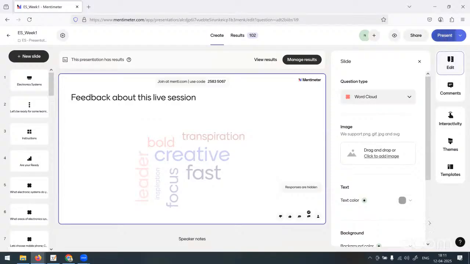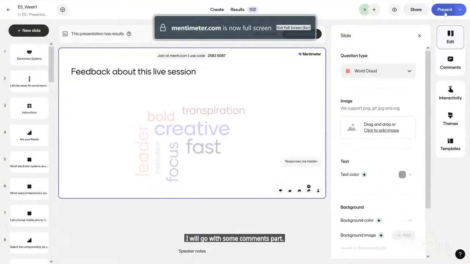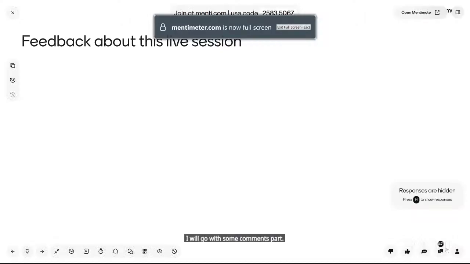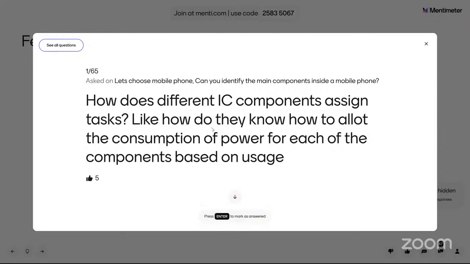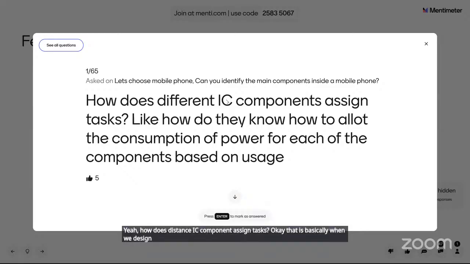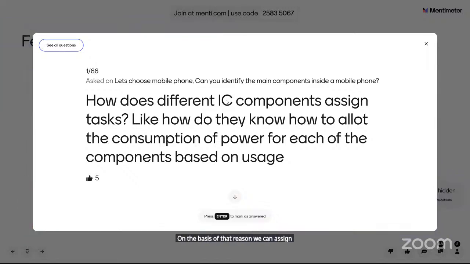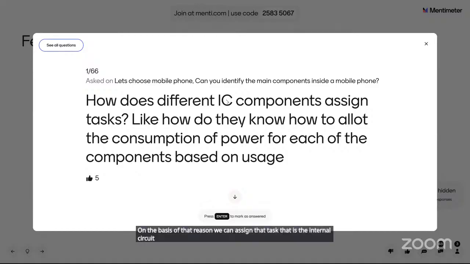I will go with some comments part. Yeah, how does this IC component assign tasks? That is basically when we design an IC, we will design that particular IC for a specific purpose. On the basis of that reason, we can assign that task. That is, the internal circuit is changed for every IC.